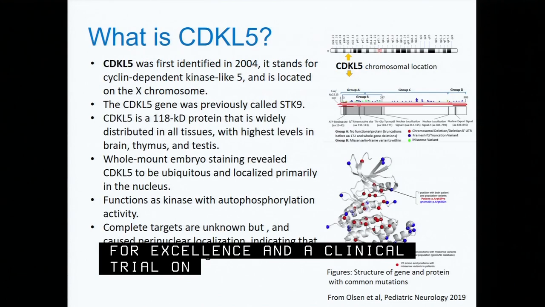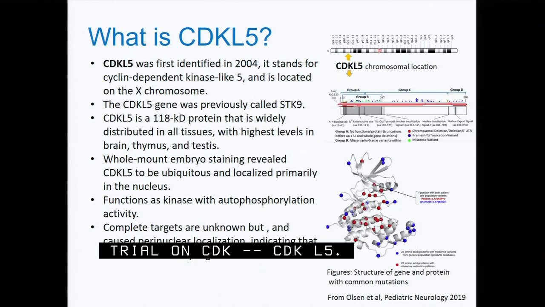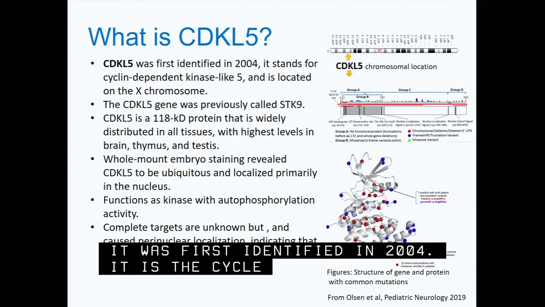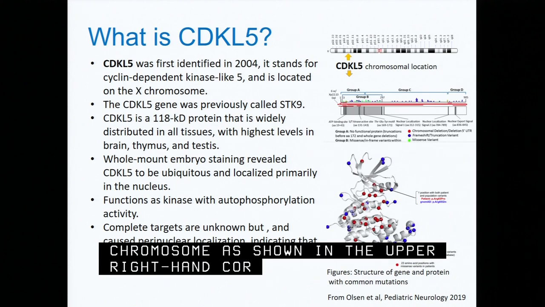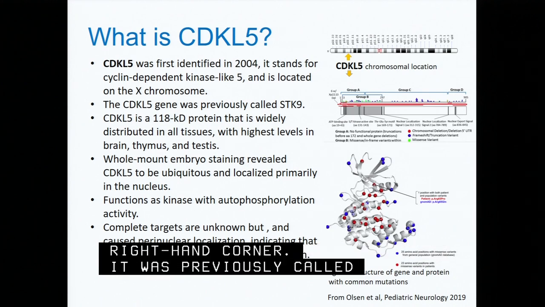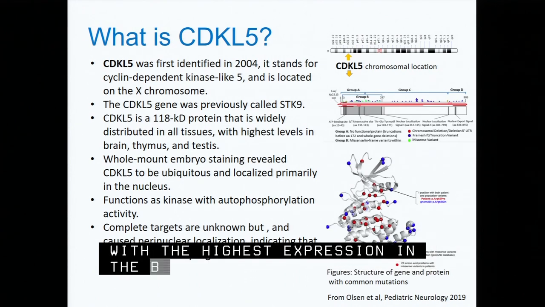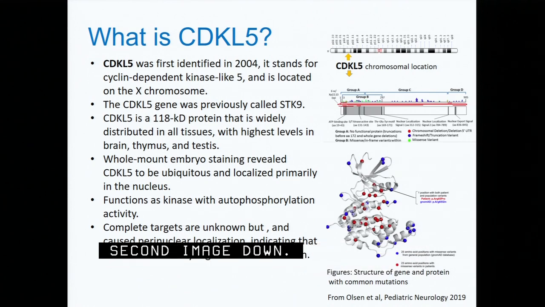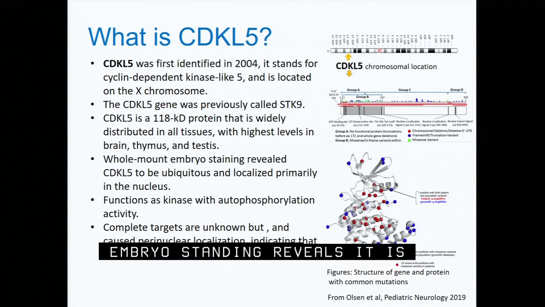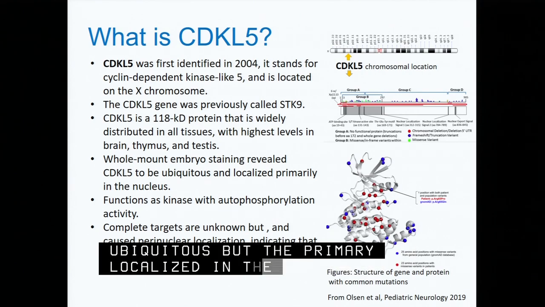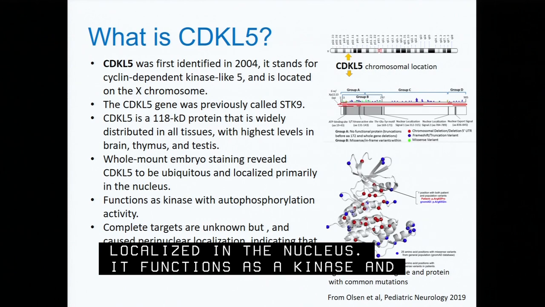So what is CDKL5? CDKL5 was first identified in 2004. It's the cyclin-dependent kinase-like 5, and it's located on the X chromosome, as shown in the upper right-hand corner. It was previously called STK9, or serine threonine kinase 9. It's a 118 kilodalton protein that is widely distributed in all tissues, with highest expression in the brain, thymus, and testes. The structure of the protein is shown in the second image down. Whole mount embryo staining reveals that it's ubiquitous, but primarily localized in the nucleus. It functions as a kinase, and it has autophosphorylation activity such that it can activate itself.